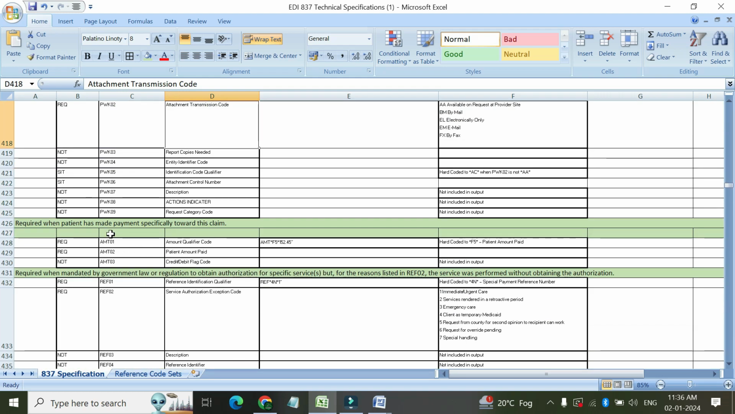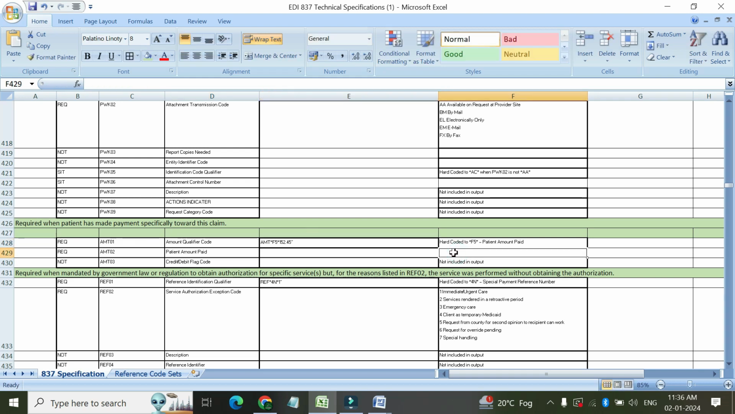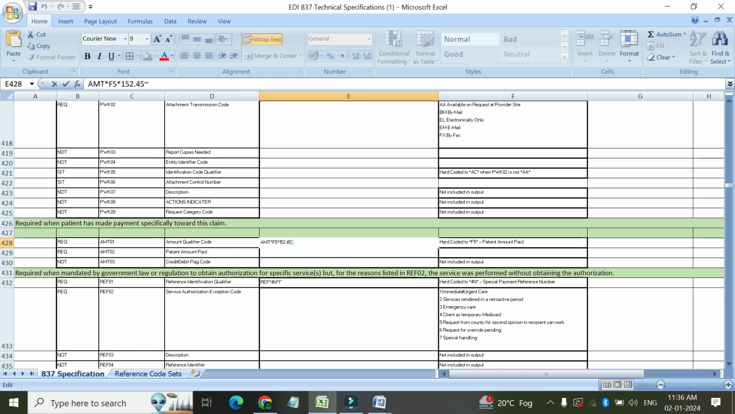AMT segment. So simple, it is required when patient has made some payment towards this claim. So if patient is paying out of pocket any amount, maybe like a copay, so that amount will go in AMT segment in loop 2300. So amount qualifier code is F5. F5 means patient amount paid. So this shows the payer that patient has made this payment towards this claim. And simple, amount paid is a dollar value, so 152.45.